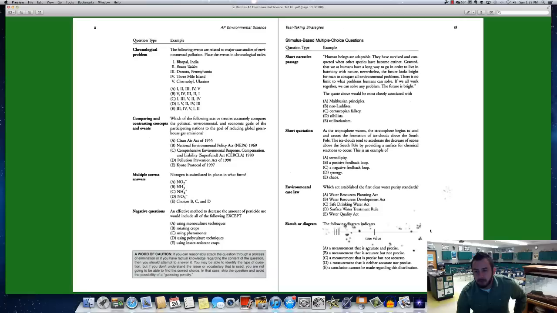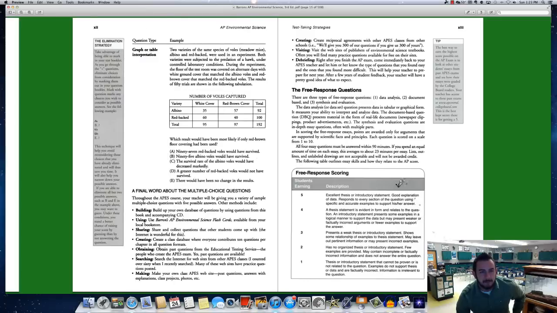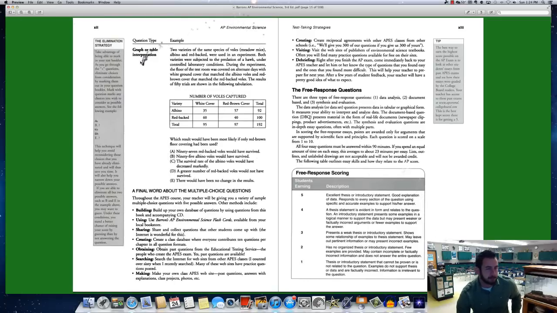Sketch or diagram. I give you some sort of image and ask you to analyze it, and most of those should have come from our textbook or this book. So definitely pay attention to all the pictures and images within both of those. Graph or table interpretation. These are something that we work on every once in a while in class, especially in our FRQs. Taking a closer look at, here is some data, analyze it.